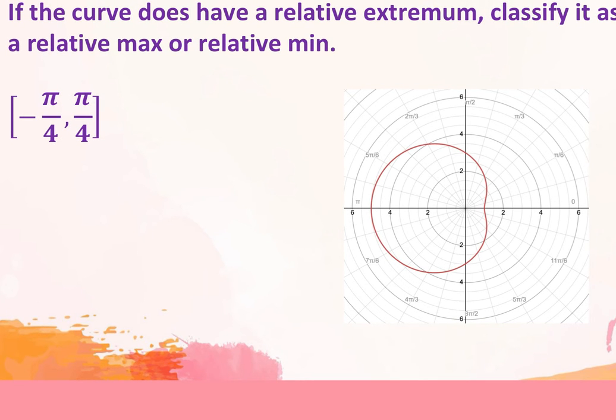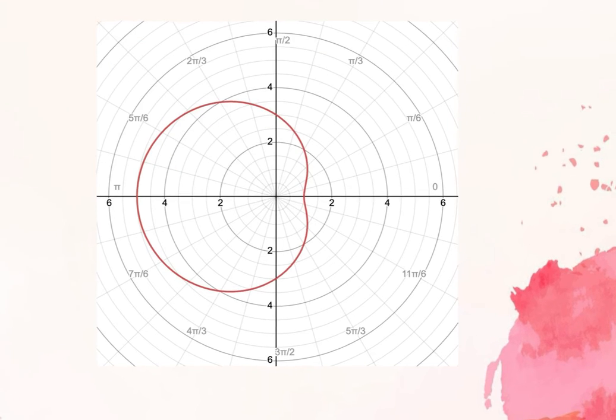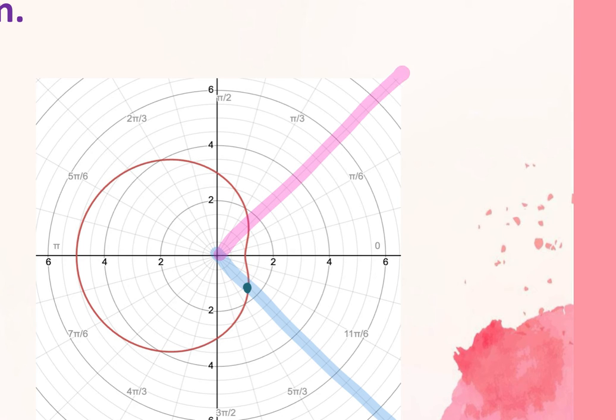Where is negative pi over 4 happening? Where's negative pi over 4? 7 pi over 4, good. Or in my fourth quadrant, right? This one here, this would be negative pi over 4, and the R value is here on that one. Then it wants you to go to positive pi over 4, and positive pi over 4 would be here. And the R value is here.